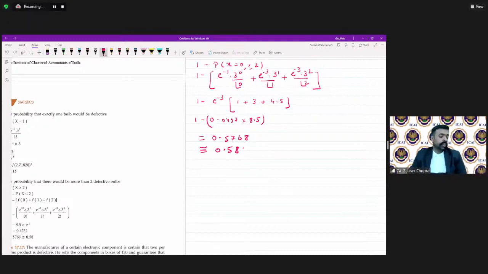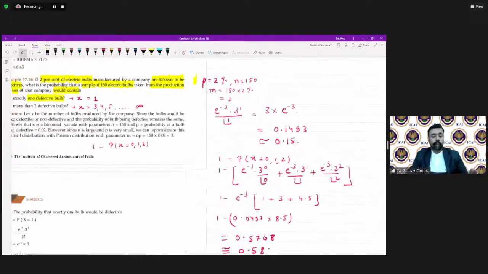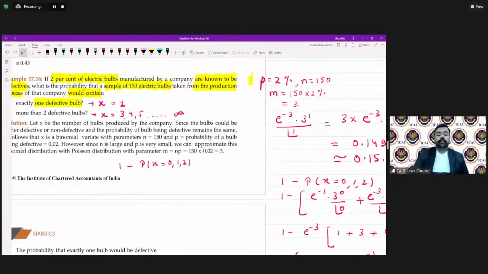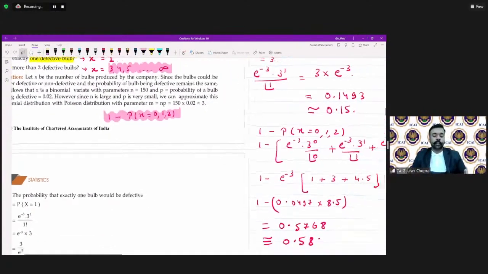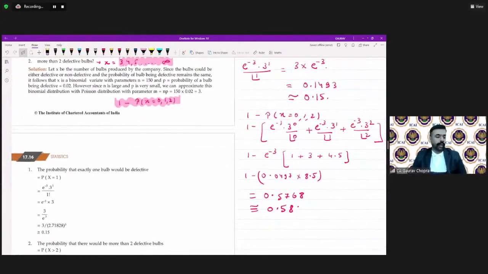So many of you have given the answer as 2, 3, 4, 5. See, 2 will not be included there because we are given more than 2. So more than 2 means 3, 4, 5. That is why we have written 3, 4, 5 up to infinity. So 2 will not be written here. It will come downwards: 1 minus P of x equal to 0, 1 and 2. So this is a thing to be taken care of. So now the correct answer is 0.58. All of you have done this. That's good. Fantastic.